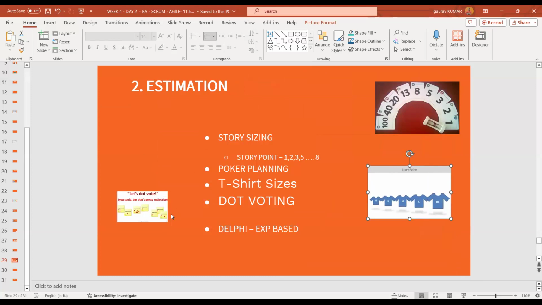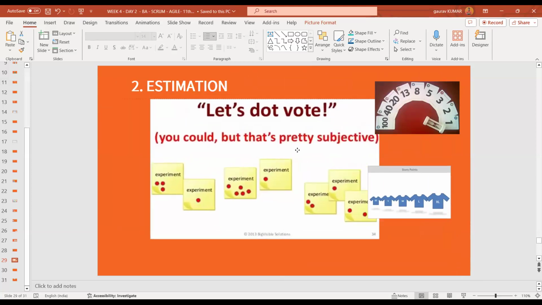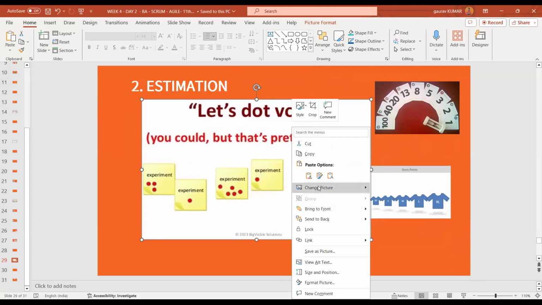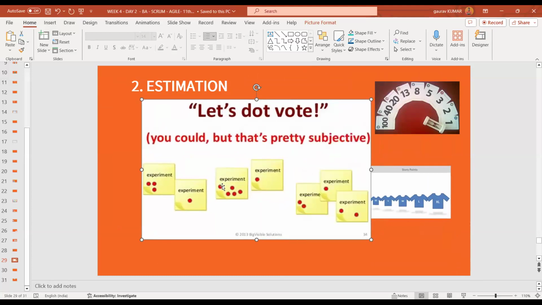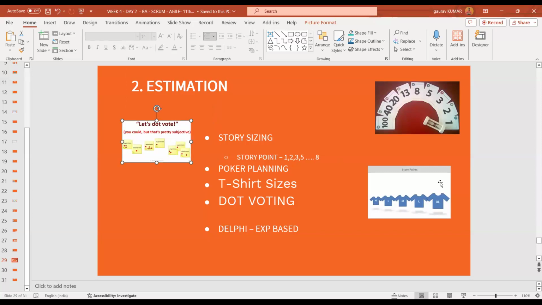Likewise, there is a dot voting technique, in which you have multiple user stories written on sticky notes, and you go ahead and put your dots on what you think about how complex each is. The more subjective it becomes, one dot can represent a few hours or so. But the technique that is famous in the entire industry today is called Delphi.